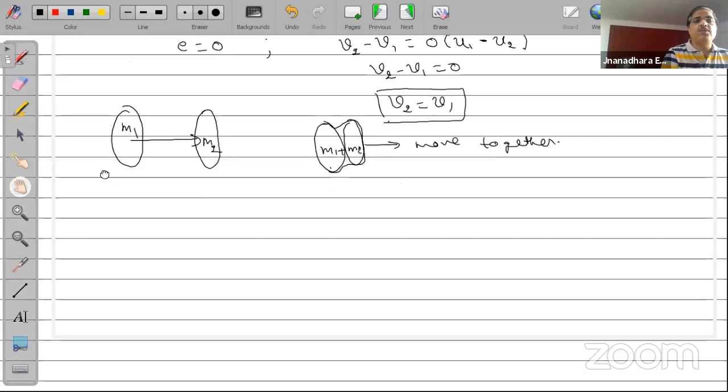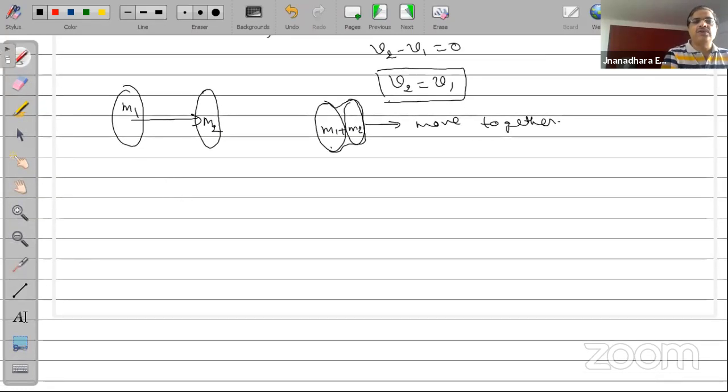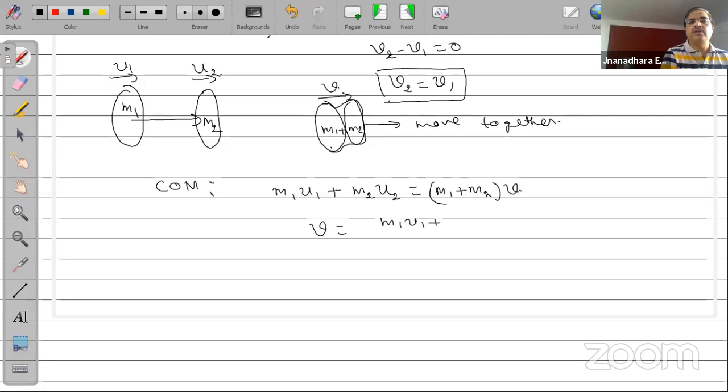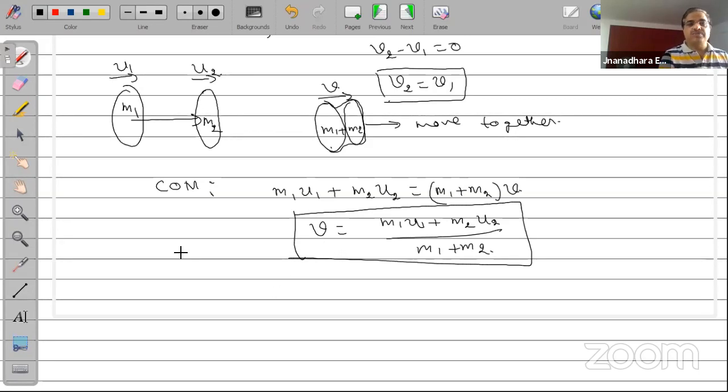So if you want to solve the problems on this idea, it's very simple. All that you have to do is use the conservation of momentum. If this is moving with velocity u1, this is moving with velocity u2, finally, after collision, they both will move with velocity v. Then you will find that in this case, m1 u1 plus m2 u2 will be equal to m1 plus m2 into v. So what is the velocity after collision? It will be m1 u1 plus m2 u2 divided by m1 plus m2. So we just have one single expression for this. This is the velocity after the collision.